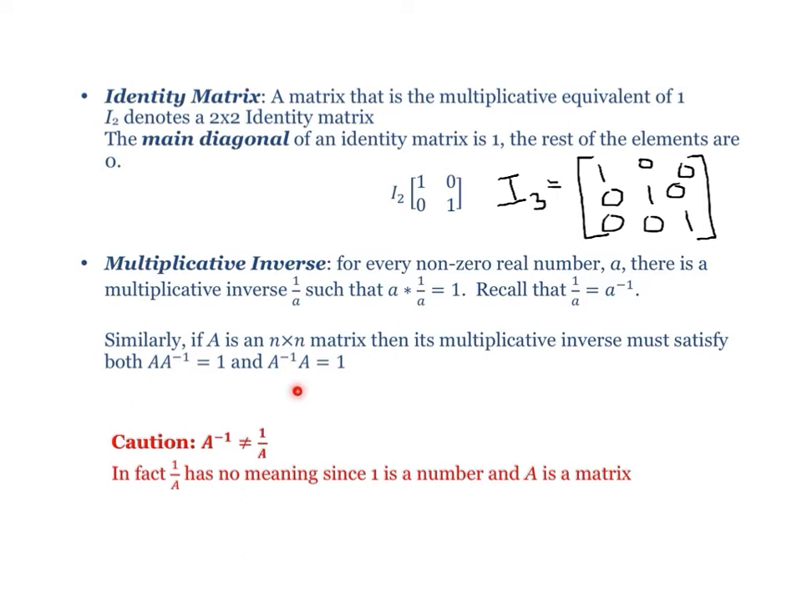Pay attention to the fact that the inverse of matrix A is not the same as 1 over A. You actually can't say 1 over matrix A because 1 is a number, and matrix A is a full matrix. So really you can't do that.